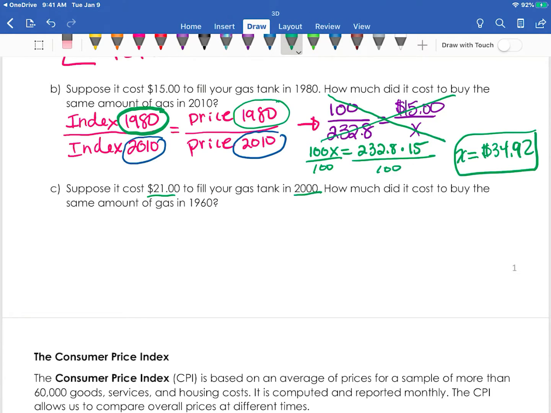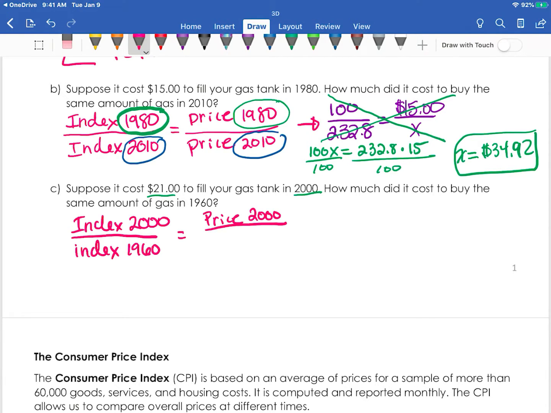Okay, but we're going to do this the same way. I'm going to set up a ratio. We're going to do the index for 2000 over the index of 1960, and then we're going to do the price. Because I put 2000 on the top on the left, I have to put 2000 on the top on the right. It doesn't matter if I put index of 1960 over index of 2000, but what does matter is you keep it consistent when you make your other fraction.